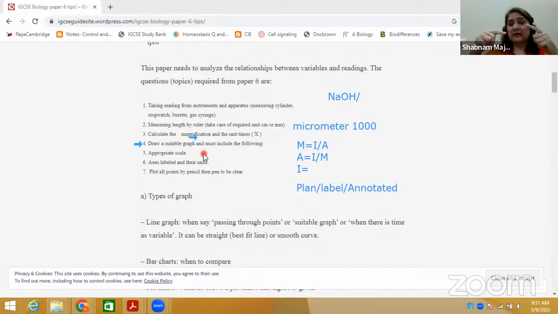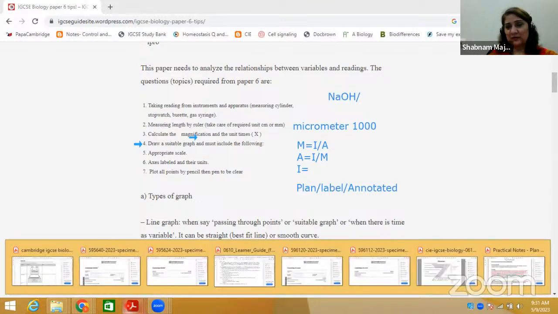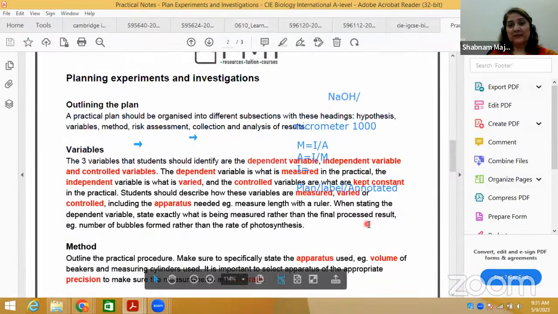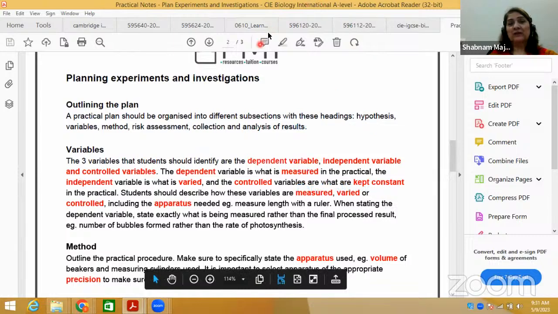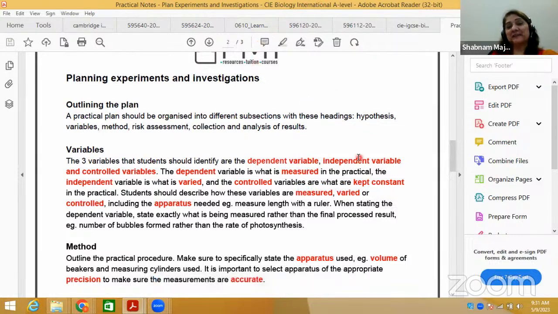It starts from the hypothesis, which is a scientific statement. So before I go into these graphs and stuff, I would like you to see that planning an investigation is very important. This is what I'm sharing in front of you. When you plan an investigation, an experiment, how you outline your plan of investigation is very important.